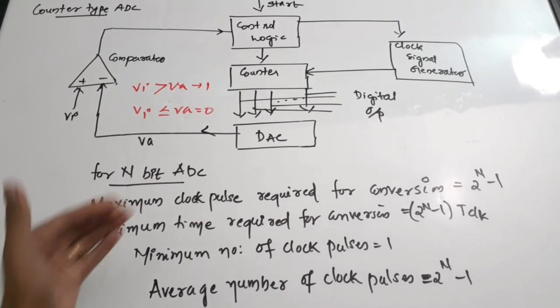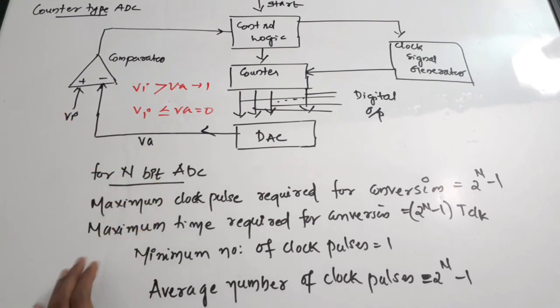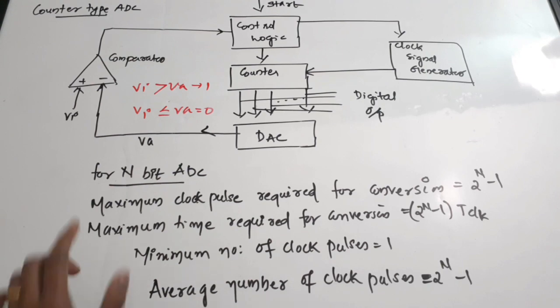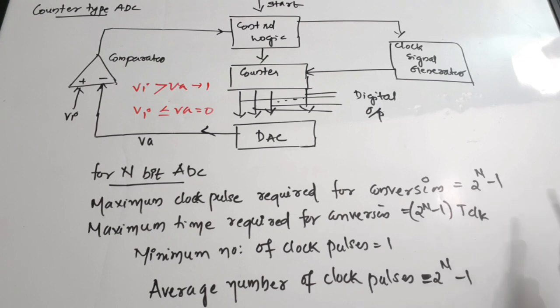They will be asking the below given details. Okay, these are very important equations. For an n-bit ADC, the maximum clock pulse required for conversion is 2 raised to n minus 1. Okay, next one is very, very important.